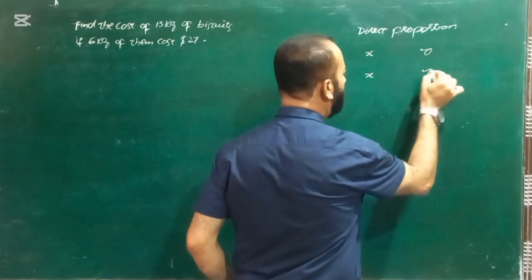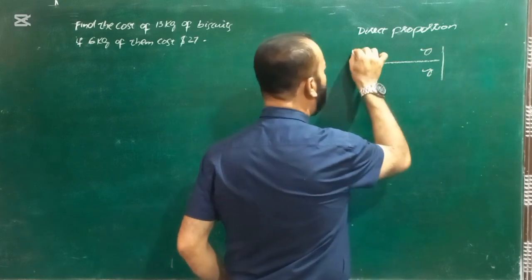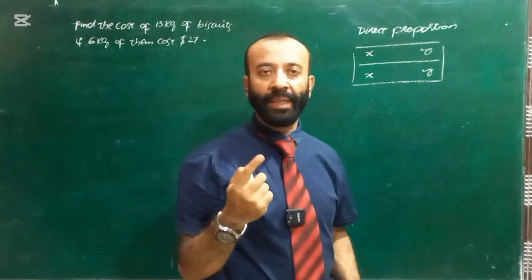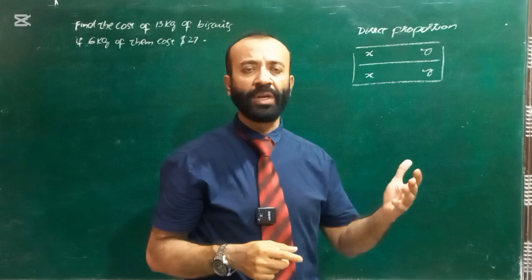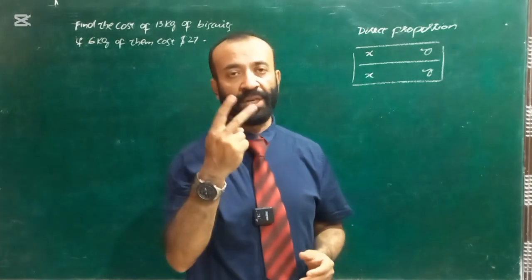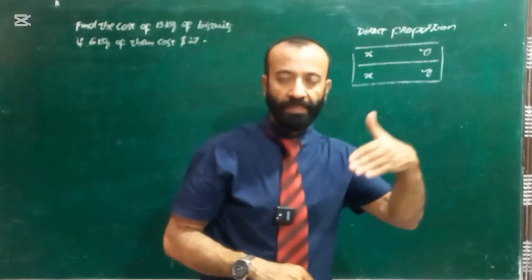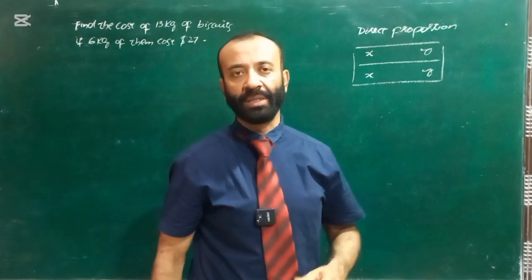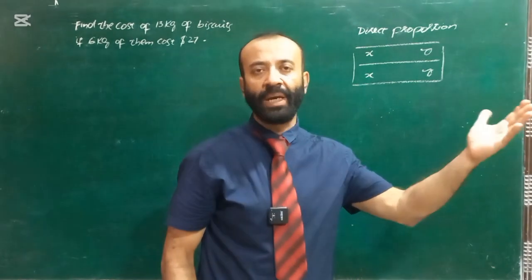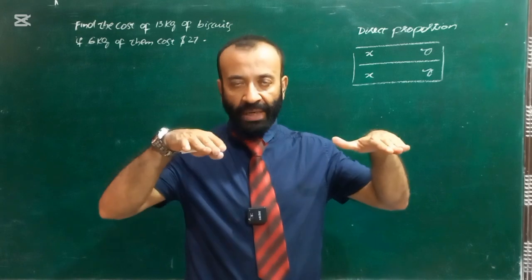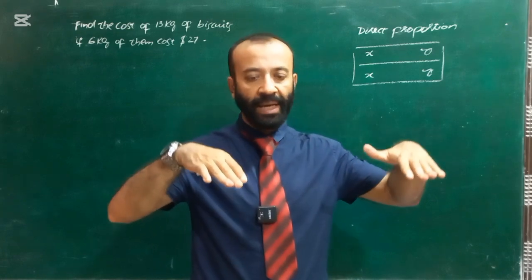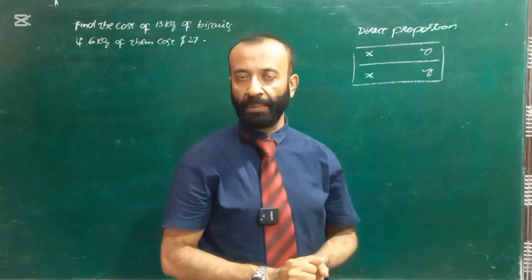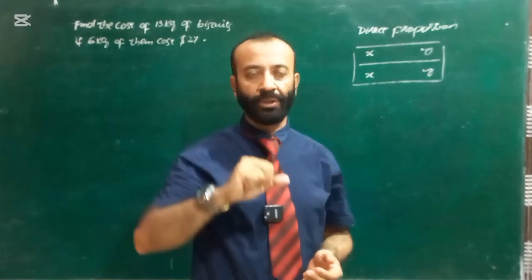For example, if we purchase one bottle, then maybe the cost of one bottle is 100 rupees. If we purchase two bottles, the cost will be double, that is 200 rupees. If we purchase three bottles, the cost will be 300 rupees. It means bottles and their price are increasing at the same time. So these are called direct proportion, and vice versa is also there.